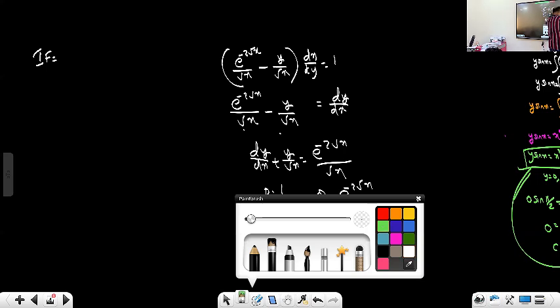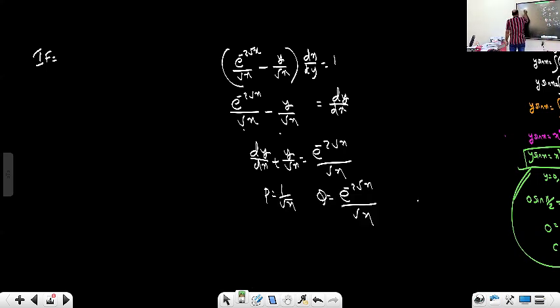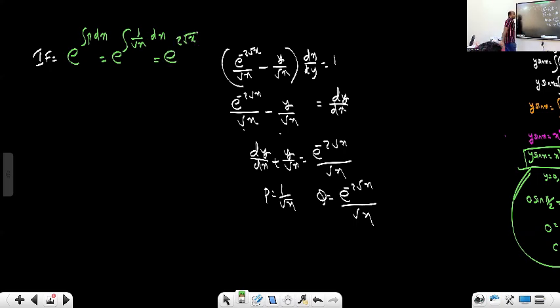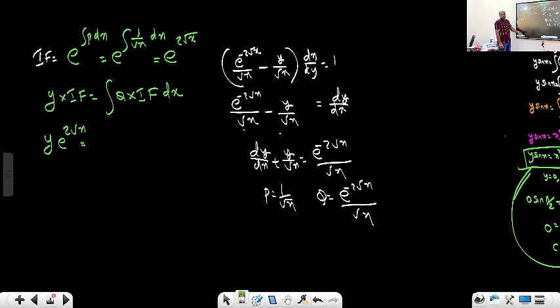Integrating factor: e raised to integral p dx, 1 by root x dx. That is 1 by root x integral, e raised to 2 root x. That much only the integrating factor. No log or anything. We know that y into IF equals to... This question is easy only, very easy question. Only initially some problem, but nothing is there. You can see that it's almost cancelled everything.